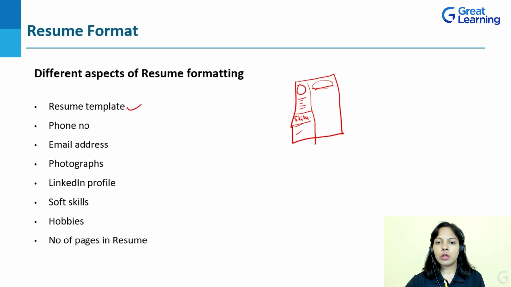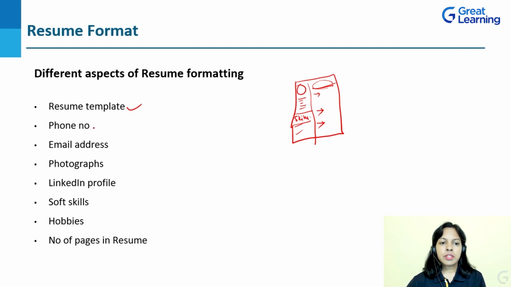On this side, there will be the objective or the summary of your resume. And then there will be work experience, education. So this is your chronological order. And then awards and certifications. So generally, this is the template which is followed. You can select any, but just maintain this, that your information should be in chronological order on the resume.